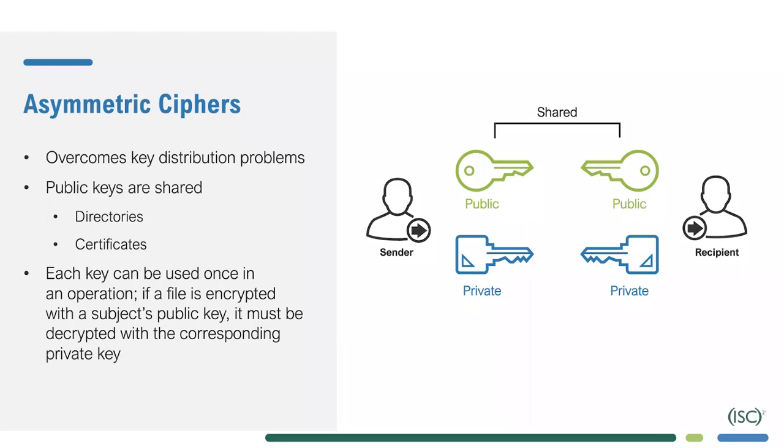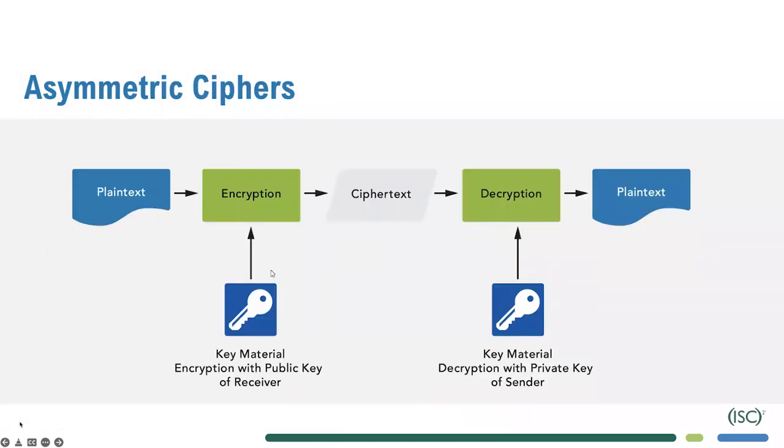So as we said, each key can be used once in an operation. If a file is encrypted with a subject's public key, the only key that can decrypt it is the other part of that key pair, the subject's private key. How does this apply in practice then? Well, let's take a look.